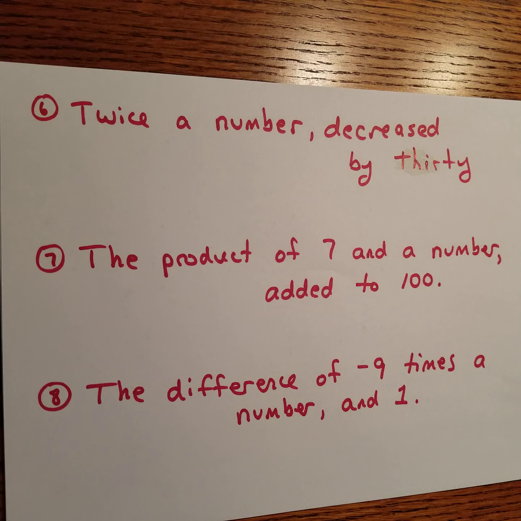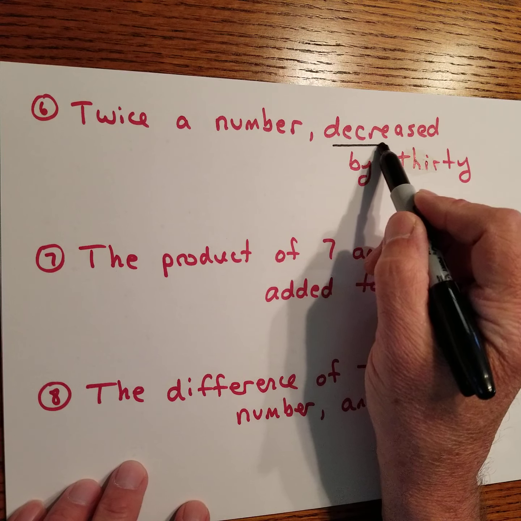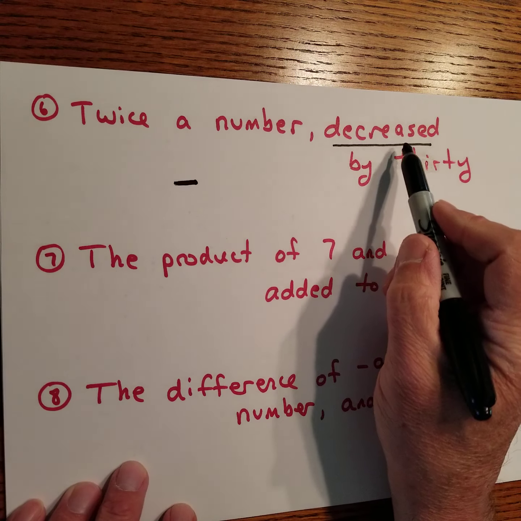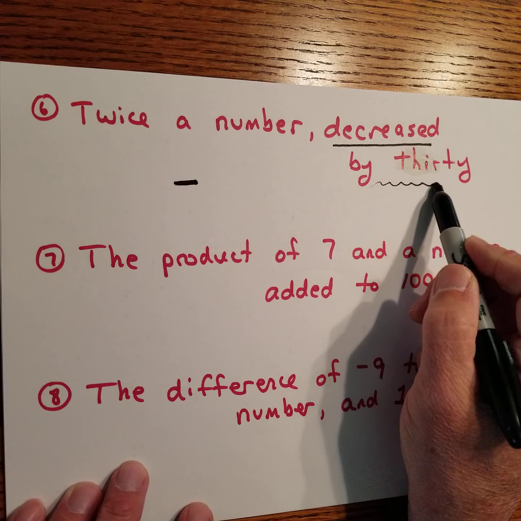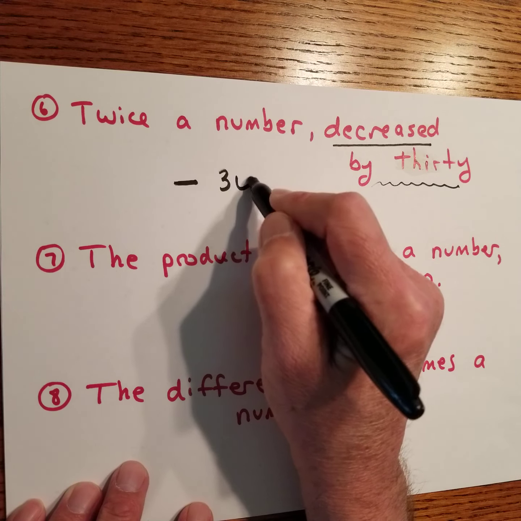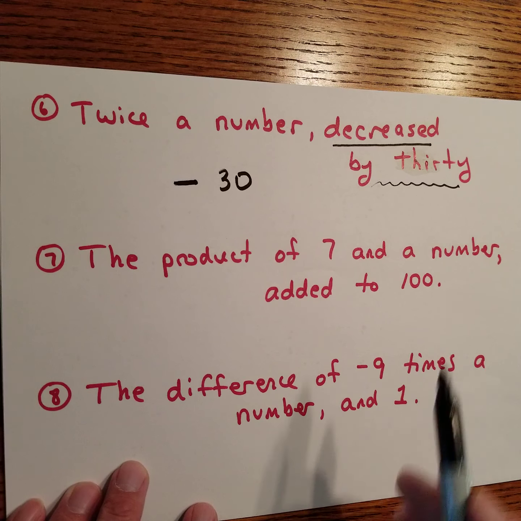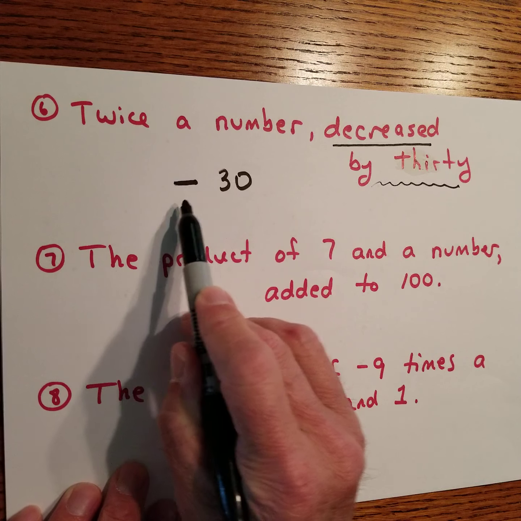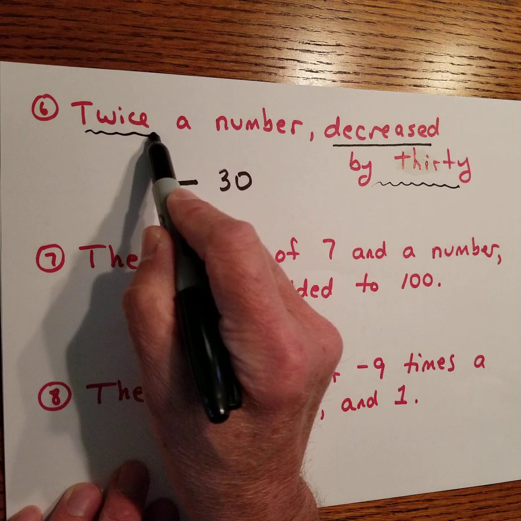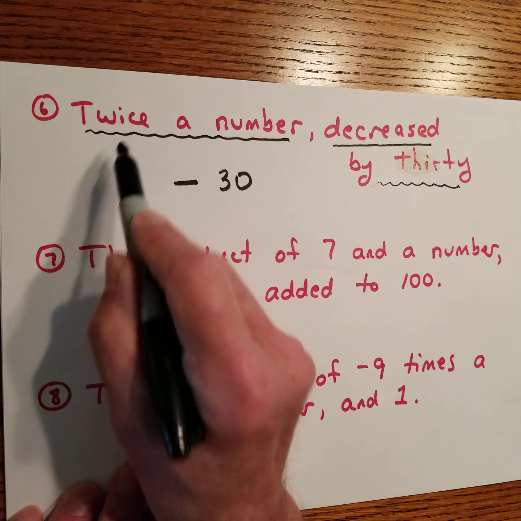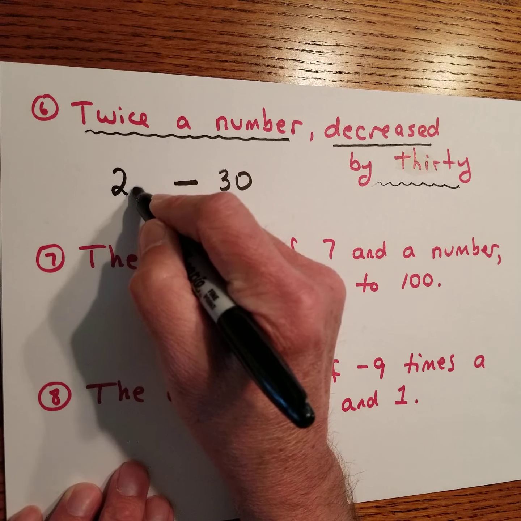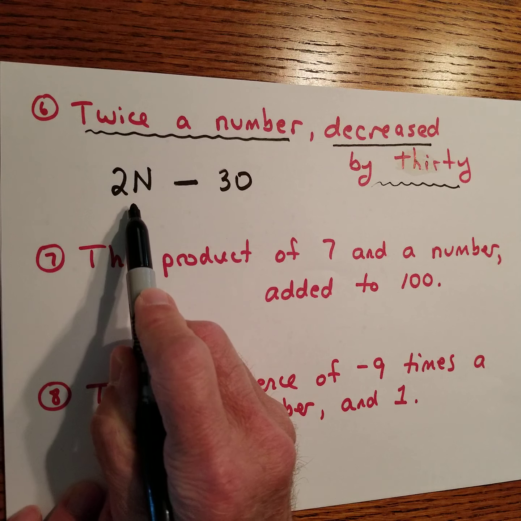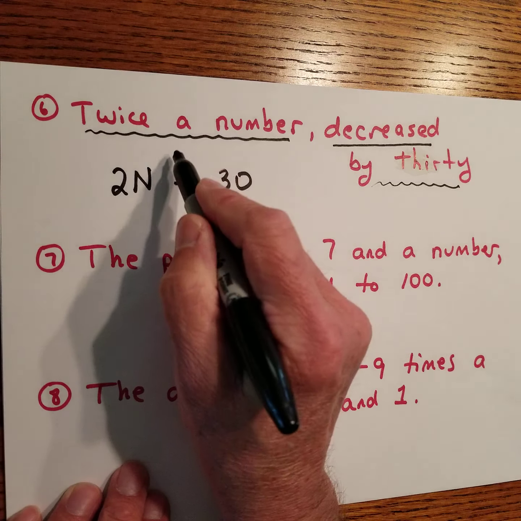For number 6, now I see the word decreased. But we know what decreased means. Decreased means to subtract. What am I decreasing by? I'm decreasing by 30. Twice a number decreased by 30. Decreased means subtract. Subtract by how much? 30. What am I subtracting from? I'm subtracting from twice a number. Remember, twice means to multiply by 2. So here's twice a number decreased by 30. Perfect.